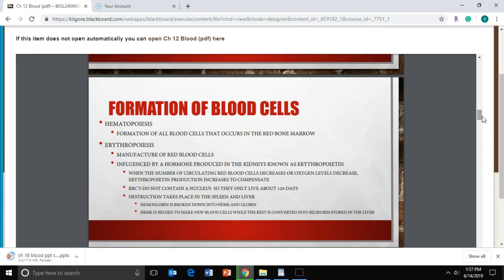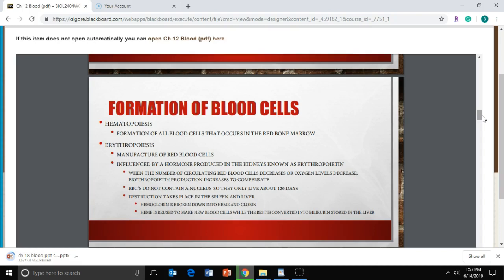The term we use for blood cell formation is hematopoiesis. Hematopoiesis occurs in your red bone marrow. There are certain stem cells that divide to form all of your blood cells. Erythropoiesis is what we call the manufacture or the cell division that's needed for red blood cells. So when we have a hormone produced by the kidneys called erythropoietin, and it stimulates these stem cells, we end up with red blood cells.